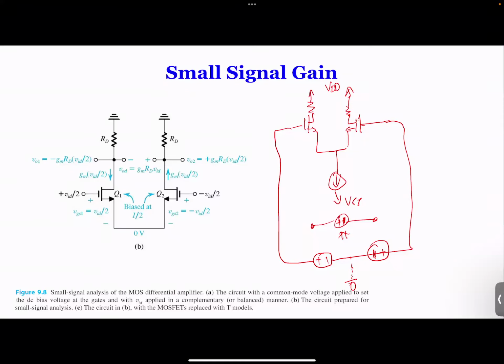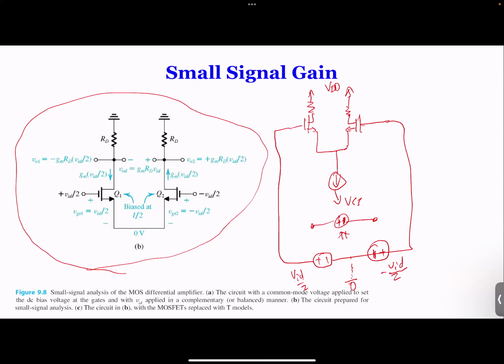Now, since we already verified that the voltage source, the current source at the source, can be considered as an open circuit, but we can have a virtual ground. So therefore, we derive this equivalent circuit over here. And when we divide this voltage into two different ones, each one is 1/2. So on one side, we'll have VID over 2, and on the other side, we have minus VID over 2. So when you add these two inputs, you will get exactly VID.